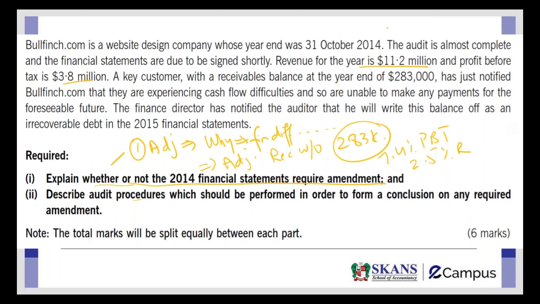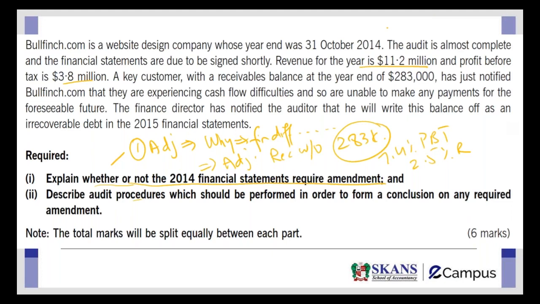Stop typing, everyone, guys. See, I can't write random procedures. Why do I need analytical procedures? Why should I compare with days? I know for a fact that this money is not going to be received because I know they have cash flow difficulties. I just have to confirm it.